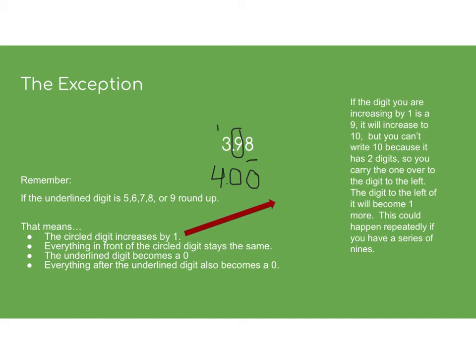So if the digit you are increasing by 1 is a 9, it will increase to 10. But you can't write 10 because it has 2 digits, so you carry the 1 over to the digit to the left. The digit to the left of it will become 1 more. This could happen repeatedly if you have a series of 9s.